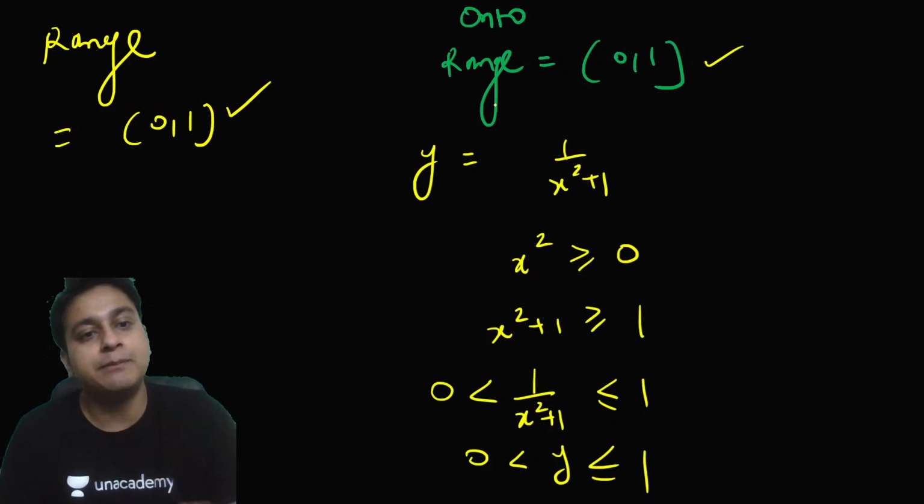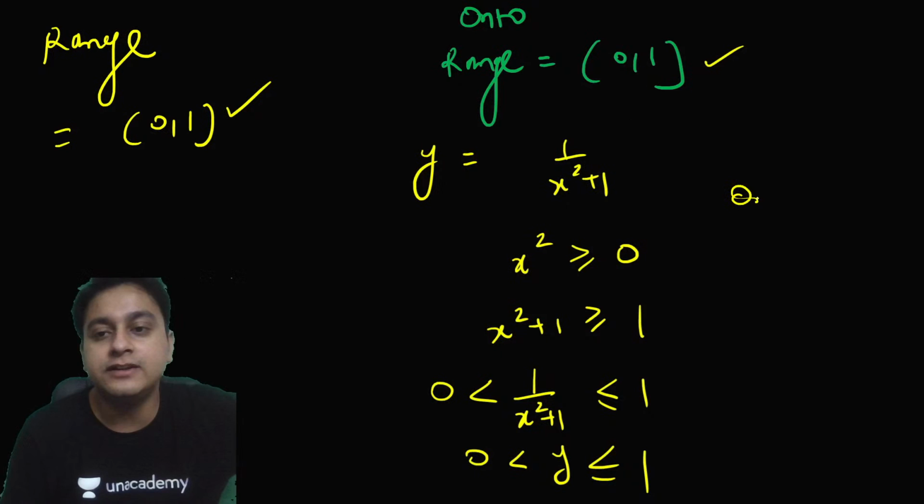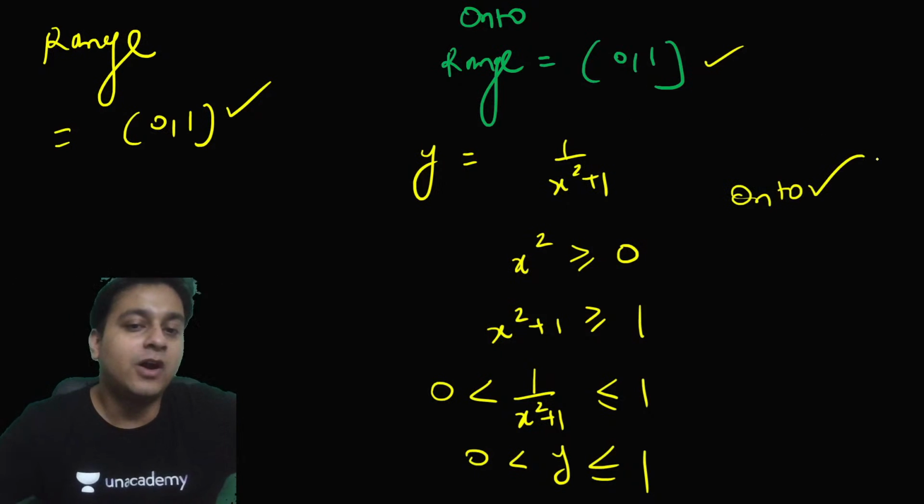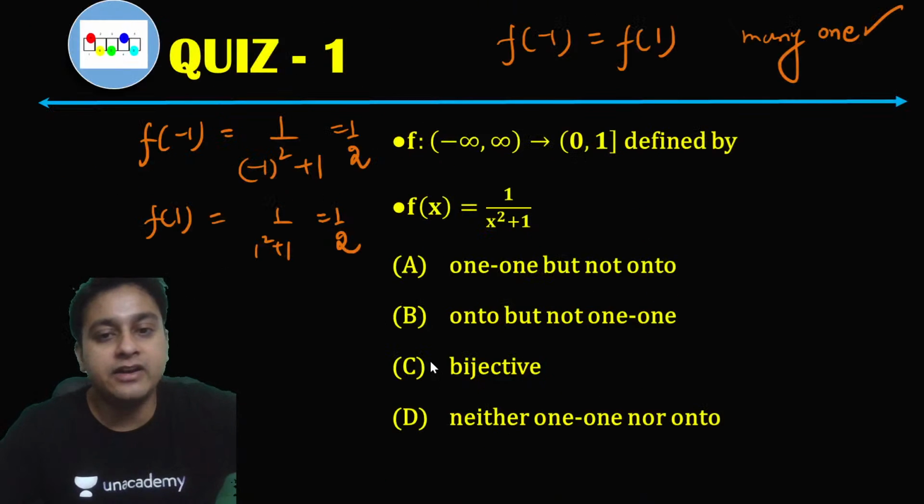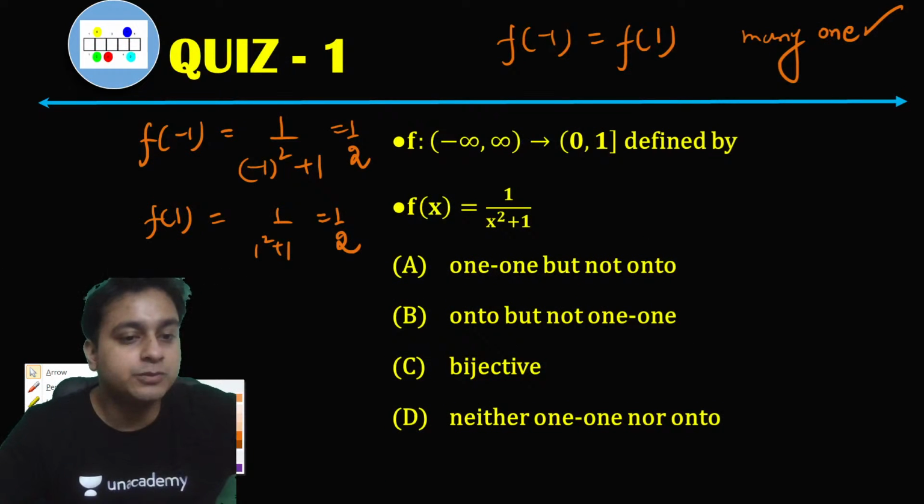Therefore guys, what will happen? We will say it is onto. Onto it is there, but it is not 1 1. So it is many one and onto. So we can say onto but not 1 1. So option B has to be the correct one.